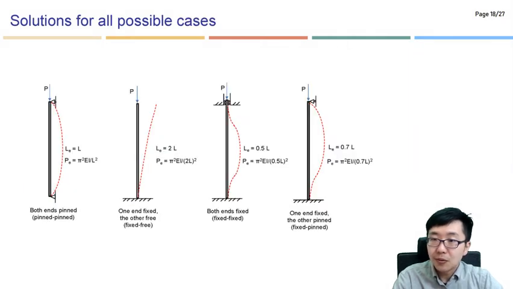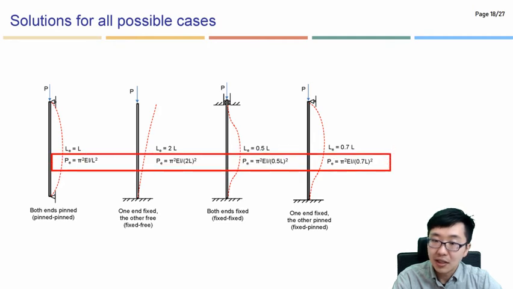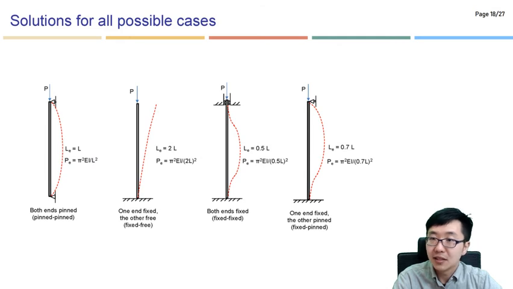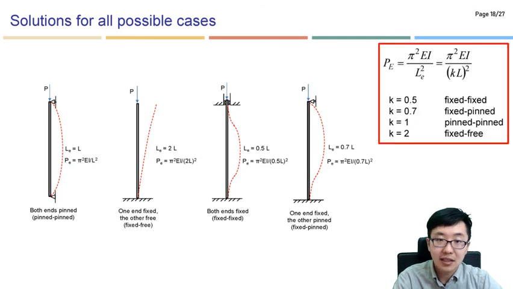So solutions for all possible cases. Based on that, we can substitute all the boundary conditions so that we can decide all those important equations, and then we can extract the coefficient like k values, in this case 1, 2, 0.5, and 0.7, and those k values represent the effective length like that. Now you are familiar with this, right?